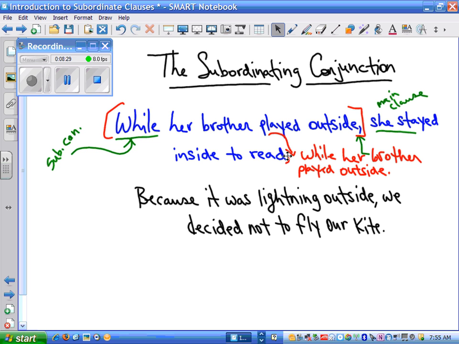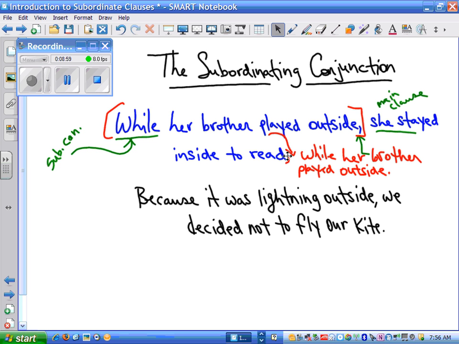You might want that clause at the end of the sentence, depending on what you want to emphasize to your audience. If you want your audience to be thinking about her first and the brother second, you might want to start the sentence with she stayed. Whereas if you start the sentence with while her brother played outside, her brother gets the greater emphasis.